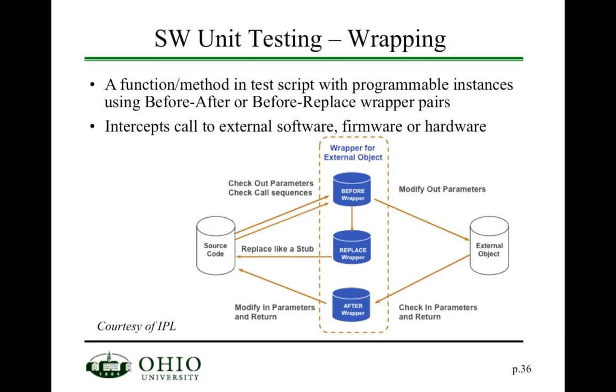In wrapping, you're just going to have the external object, and you put an intermediate set of software or hardware in between that acts as an operator between what comes out of your module source code going to the external object and what comes back. This allows you to take certain things that you normally get as a response from the external object and replace them with other inputs or outputs.